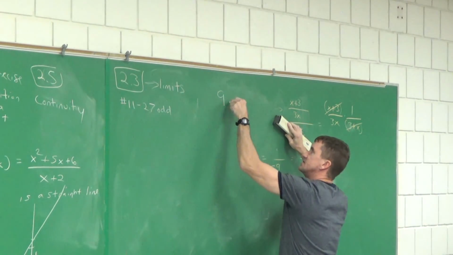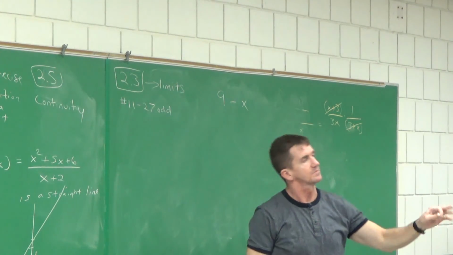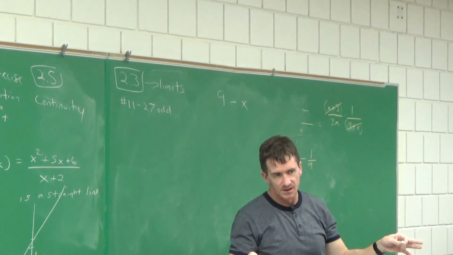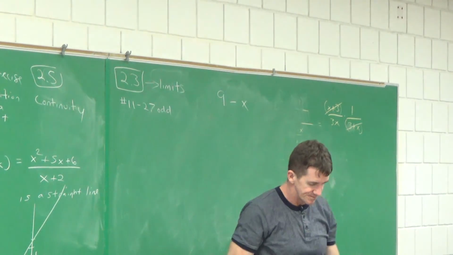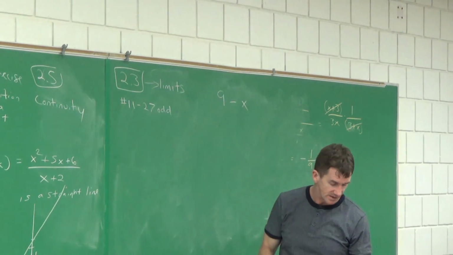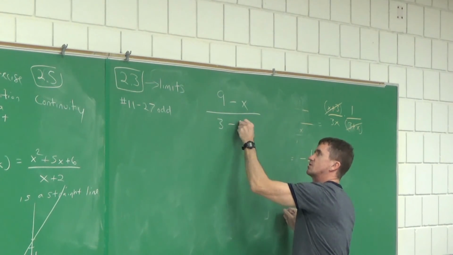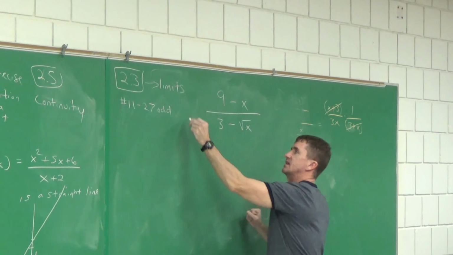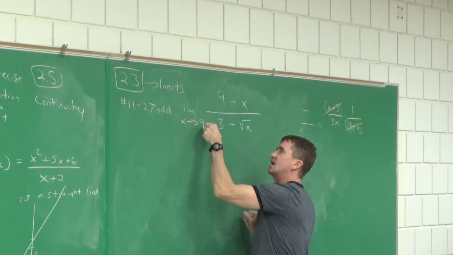Nine minus x. By the way, sometimes the author uses t's, sometimes the author uses s's. I just don't want to use s here because s can look like a 5. So I'll use x. And he's got something like this, a 9 minus x over 3 minus the square root of x. Find the limit as x approaches 9.